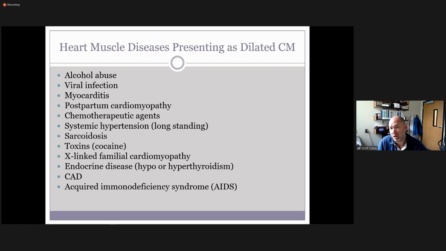Could be postpartum cardiomyopathy. So again, after birth or even just pre-birth could cause that to dilate because of that extra fluid volume that we have to push through the baby as well. Chemotherapy agents. So we do strain imaging quite often with chemotherapy patients. That is the most common use of strain currently, but there are, again, many other uses.